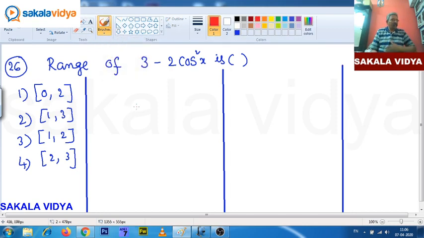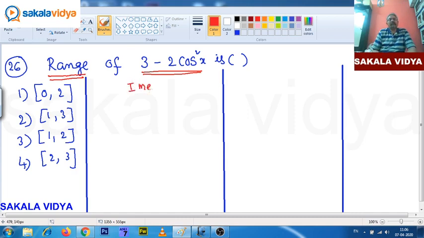Okay. So, now we need to find the range, meaning the minimum and maximum value, of the function 3 minus 2 cos square x. So, first let us have a discussion on this one. This problem can be done in 3 methods. See, the first method you can do like this.